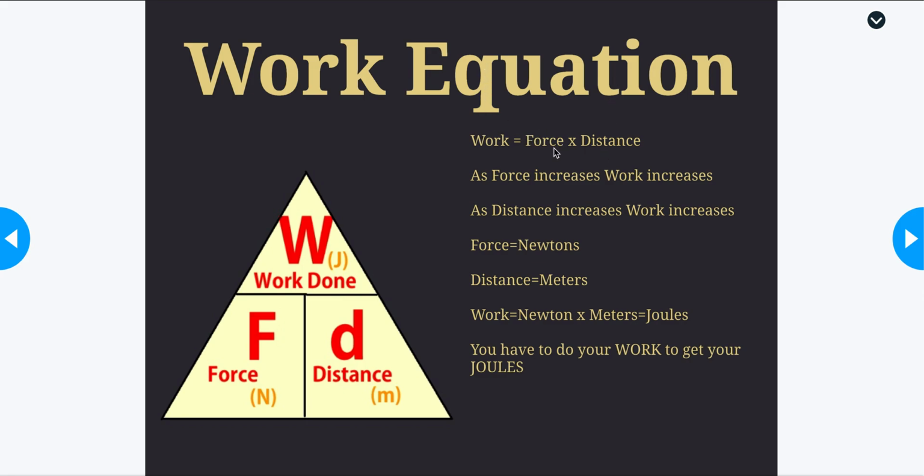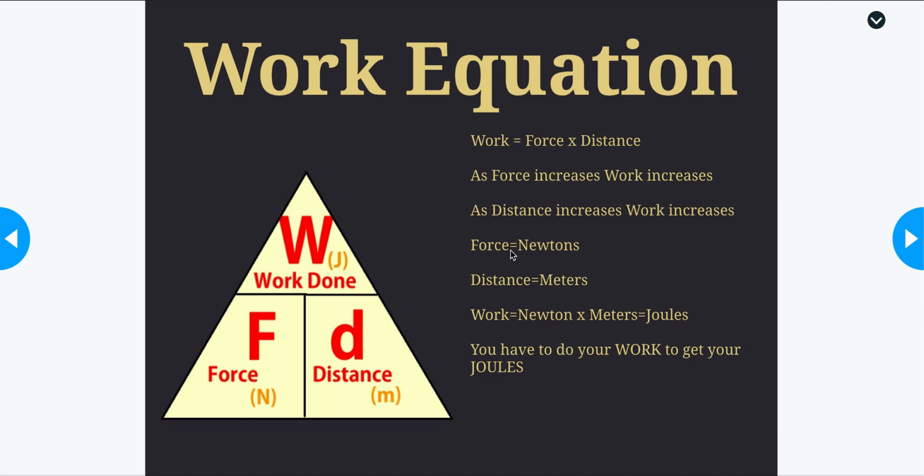So think about this. Let's just say that you have a brick laying on the ground and you're going to push that brick. If you push that brick 1 meter versus 2 meters, when you push that brick 2 meters, that means that you did more work. Also, if you just very gently push the brick, that's not much force, but if you really hit the brick hard, that's a lot more force, and so you did more work when you hit the brick hard.